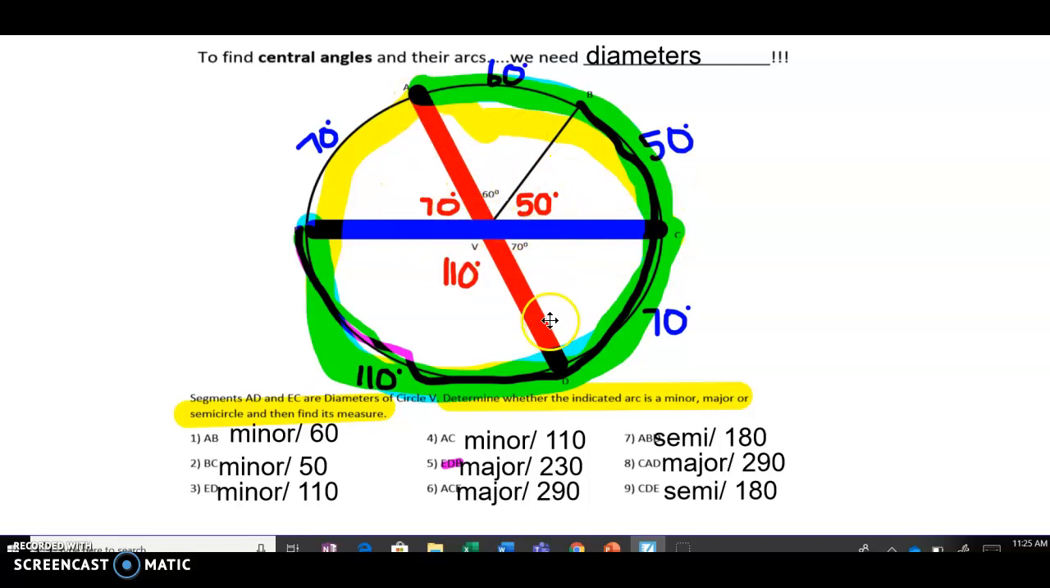And we have to use diameters to cut up the circle a little bit so we can find the correct angle measurements. For a central angle, we know that angle equals the arc. So if you have the arc, you know the angle. If you have the angle, you know the arc. It's a central angle if and only if the vertex of that angle is on the center of the circle.